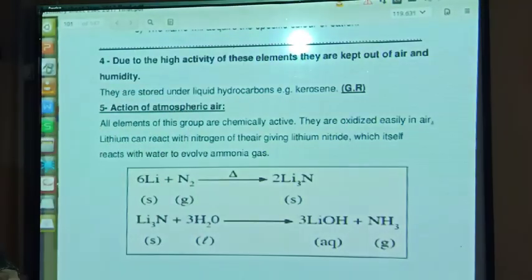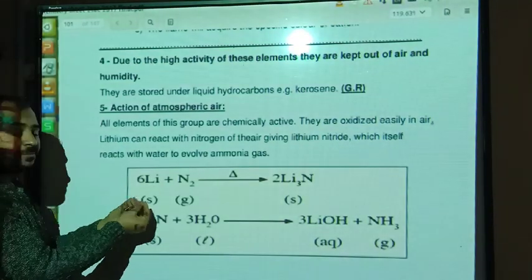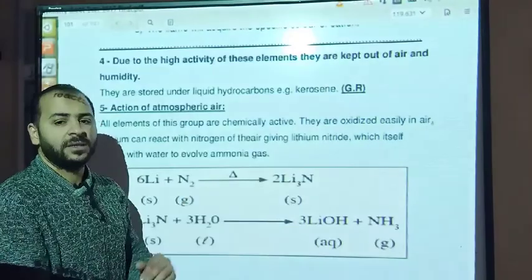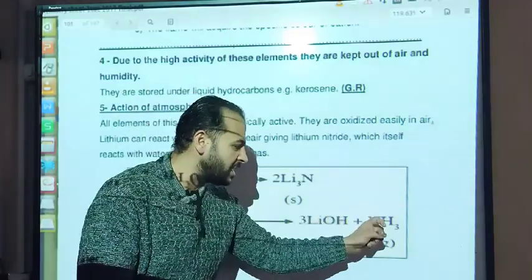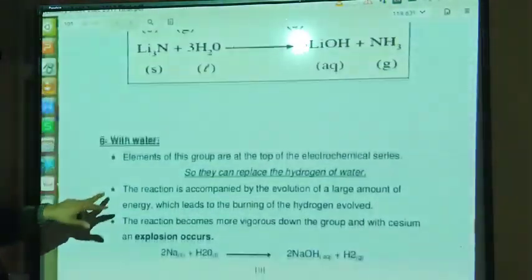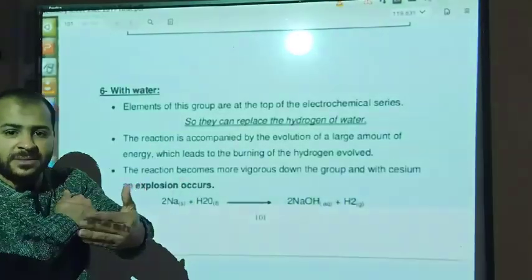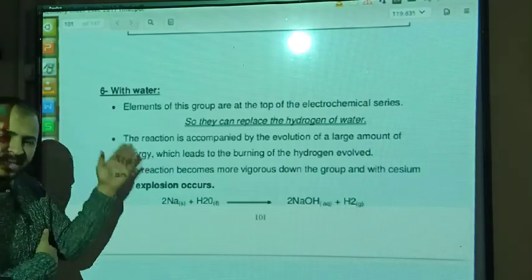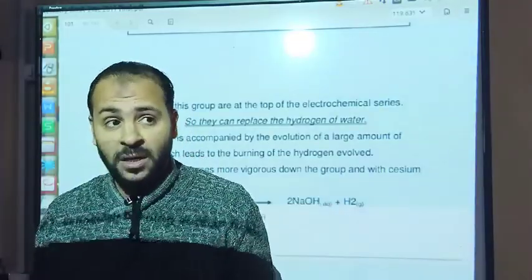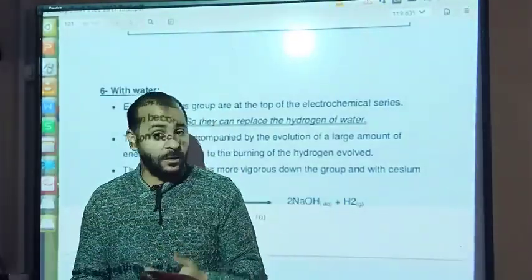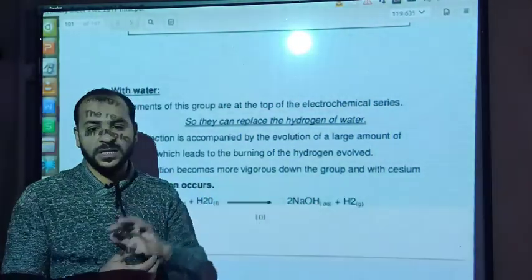Now the question is, how can you prepare ammonia from lithium? We have two equations. The first, lithium reacts with nitrogen. What is the product? Lithium nitride. Okay, lithium nitride dissolves in water. It gives lithium hydroxide and ammonia gas evolves. With water, they are very active elements, so they can replace the hydrogen of water. Why? Because these elements are very active, and as we studied in the chemical activity series, the most active metal replaces the less active one. So they replace hydrogen of water, giving hydroxide and hydrogen gas evolves.